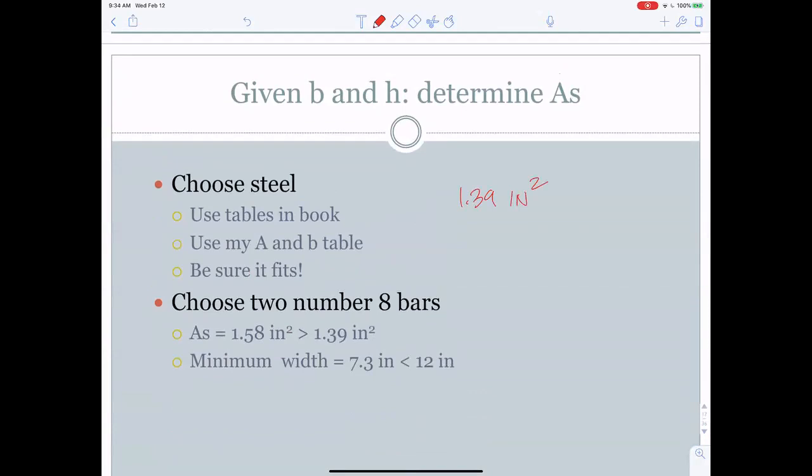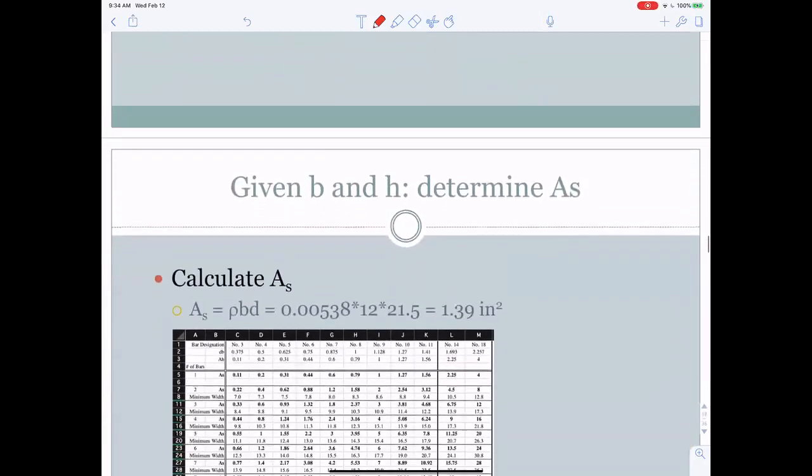You can use tables in a book. You can use my A and B table in Excel. Make sure it fits. And I ended up choosing 2 number 8 bars. It was 1.58, a little too high, but that's fine. You can't go below 1.39. And the minimum width was 7.3, less than the 12 inches. So let me show you how to use that table.